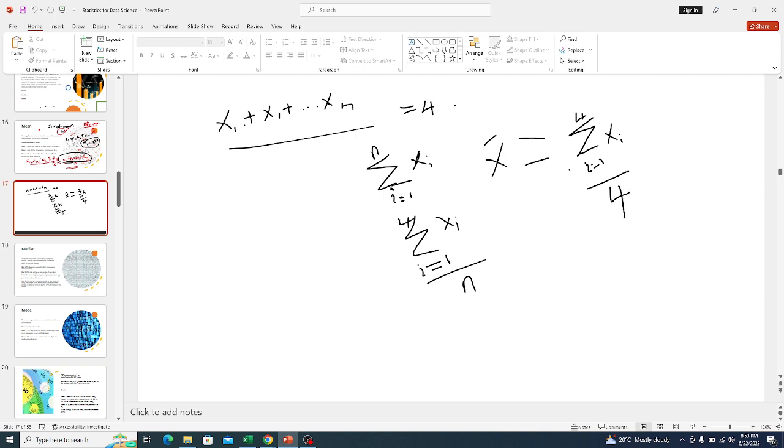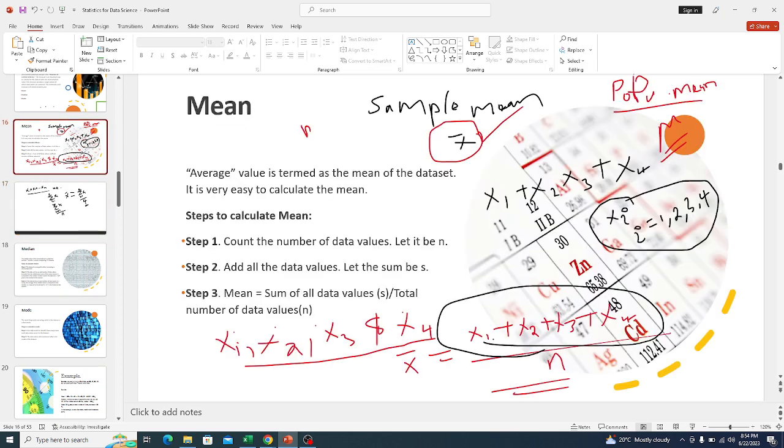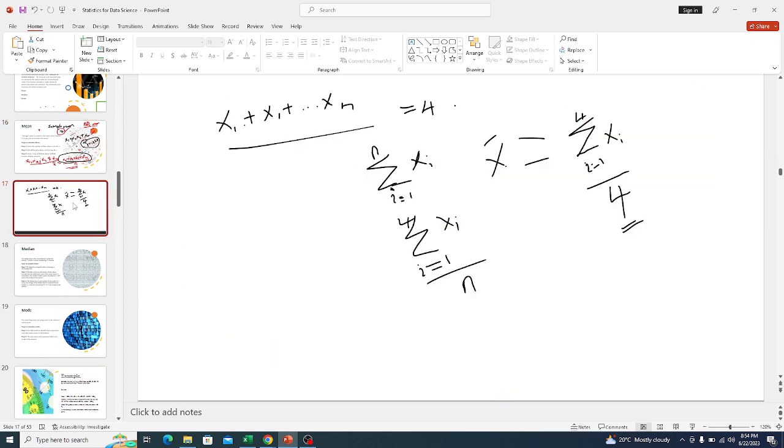So it will be the summation of xi's, i ranging from 1 to 4, divided by 4. Why? Because we only have 4 values in our example. So let's assume our values are 20, 30, 50, and 60. So we can now compute our mean.